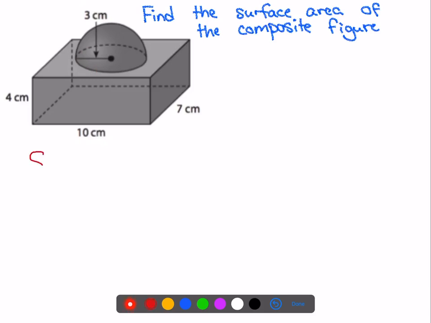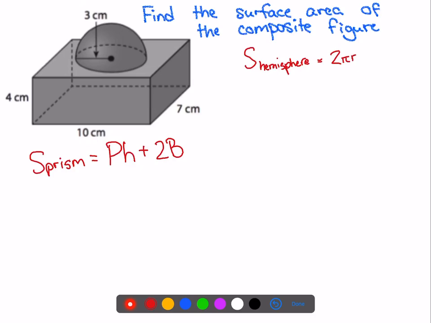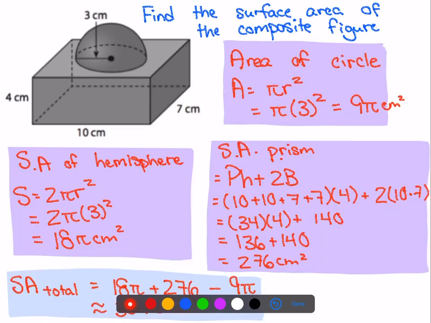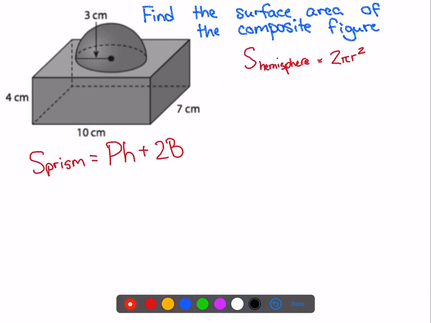So for our prism, the surface area of a prism, if we remember, is perimeter times height plus 2 times the area of our base. Meanwhile, the surface area of the hemisphere is equal to 2 pi r squared, as we just found out. And lastly, we need to get rid of this area for the circle. So the area of the circle is equal to pi r squared.